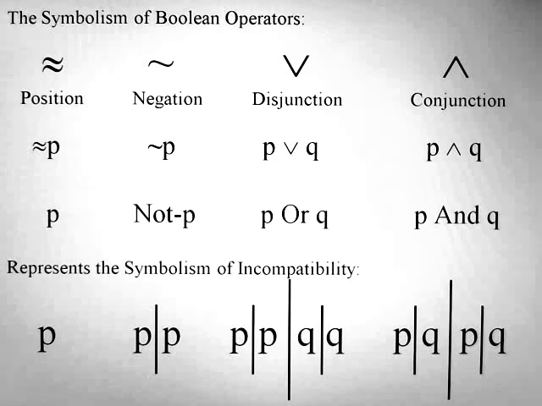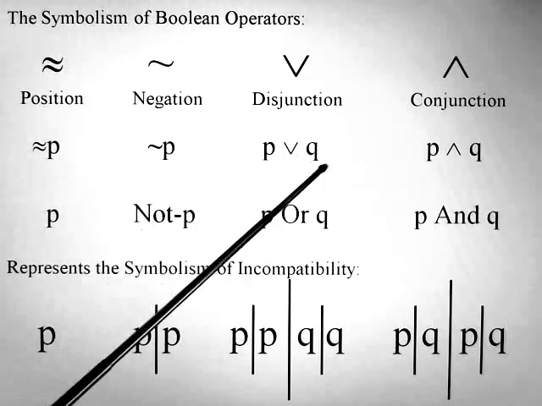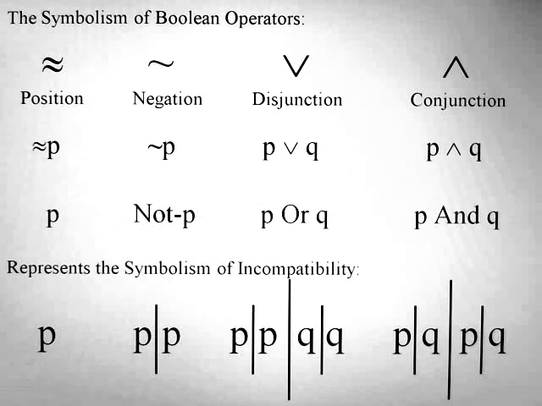With respect to disjunction, we find that if the negation of P is incompatible with the negation of Q, that means they can't both be false at the same time. Their negations are incompatible. Right? And so for the disjunction operator, if they're both false at the same time, this will be a false statement because they are defined as not both being false at the same time.